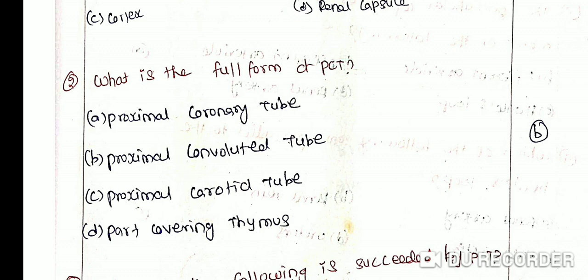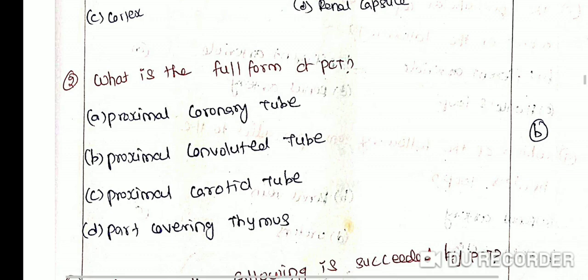Explanation. PCT stands for proximal convoluted tubule. The renal capsule continues further to form a highly coiled network of PCT. Brush-bordered cuboidal epithelium is present in PCT. Next question.